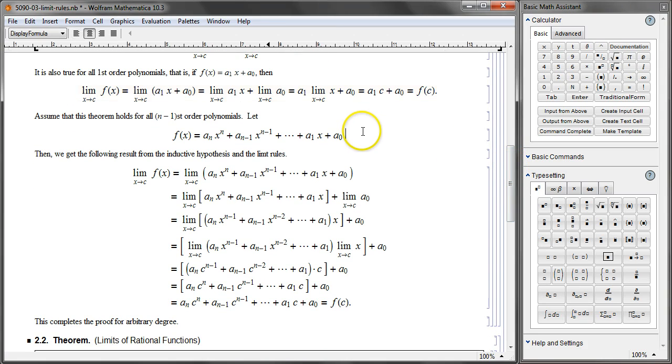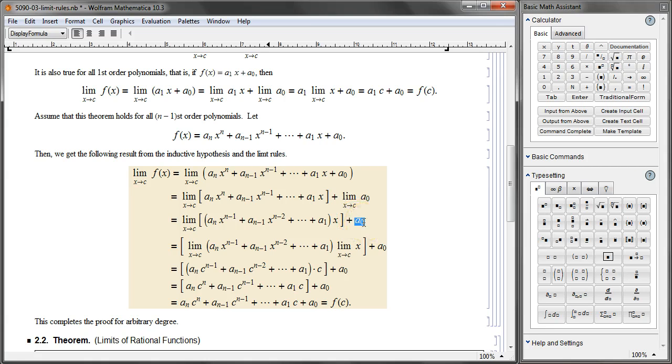Assume that this works for an n minus first order polynomial, and then use that inductive hypothesis to prove it for an nth order polynomial. You can do it like this. First, n minus first terms plus the last one, we can separate these two using the addition rule 1.2. And then this is trivial, this is just a0.